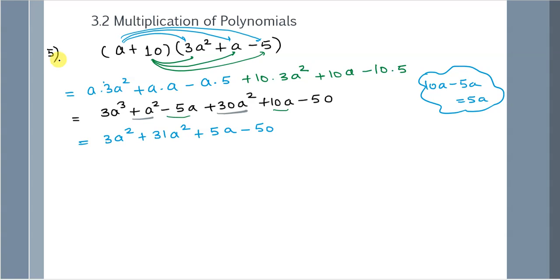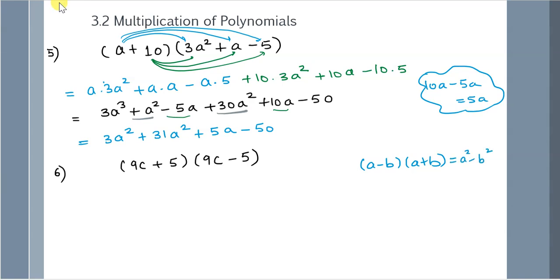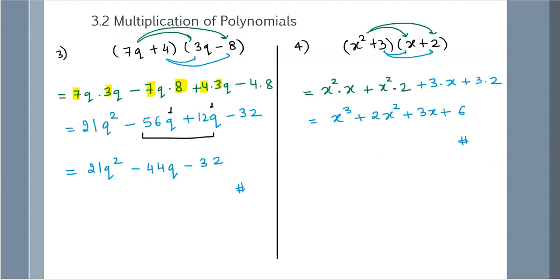Sometimes you may come across this kind of question, like you have 9c plus 5, 9c minus 5. If you remember, you did this similar thing in the previous chapter as well. So you can use the rule a minus b, a plus b, which is a square minus b square. It makes things much easier. Otherwise, you can go ahead like how we did here in question 3.